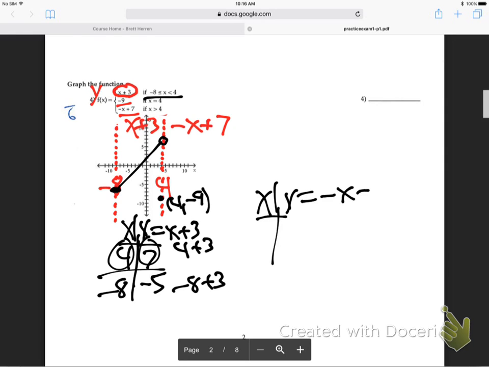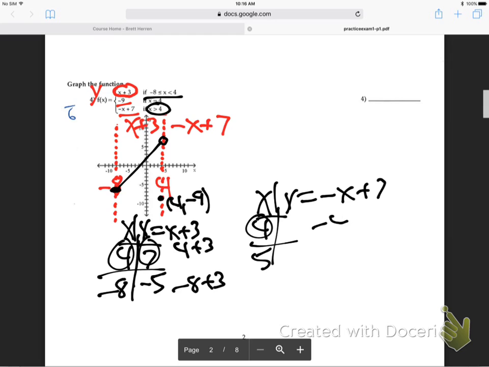I'm going to do -x plus 7. What am I going to do? I'm going to do the wall. I'm going to do 4, but I'm going to circle it because it says greater than 4. It doesn't mean I'm going to start at 5. Right? 4.0001 is included, so I basically need to do 4 with an open dot. And then just do one other point. Who cares? Like 5, 6, 7, whatever.